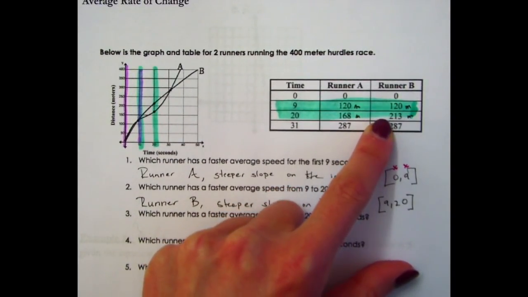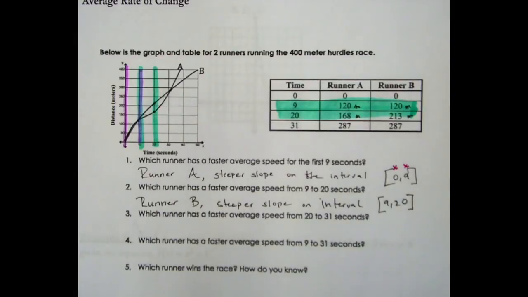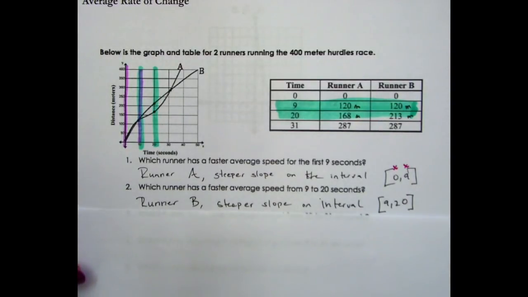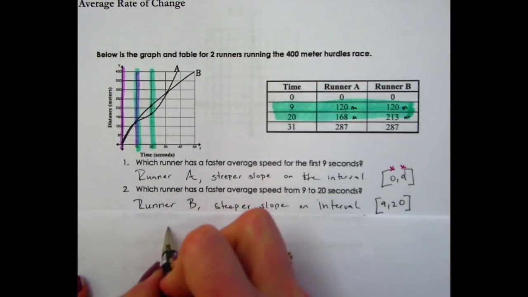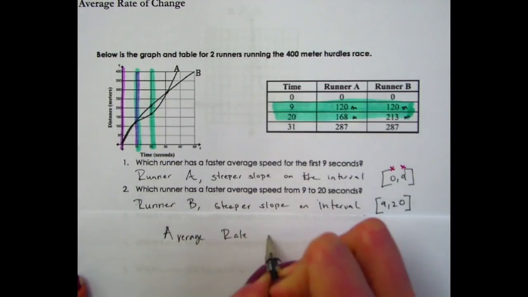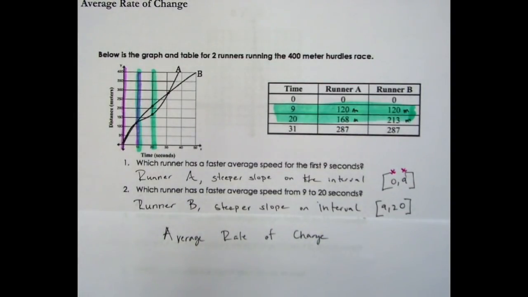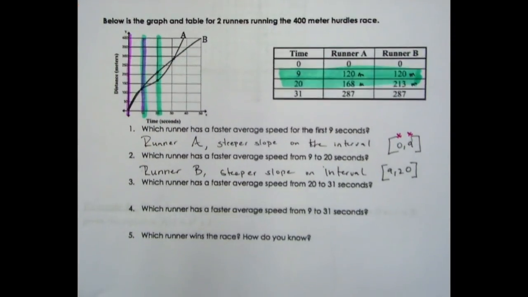I'm going to pause for a second and think about how I could actually calculate the average speed for both of those runners on that interval, so I have another way to prove my answer. What I could do is think about the equation for average rate of change. And actually you have a space at the bottom of your paper for this.